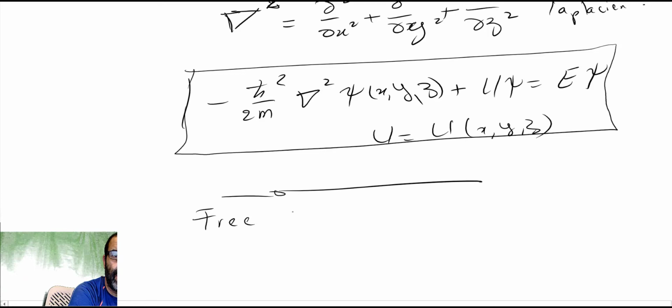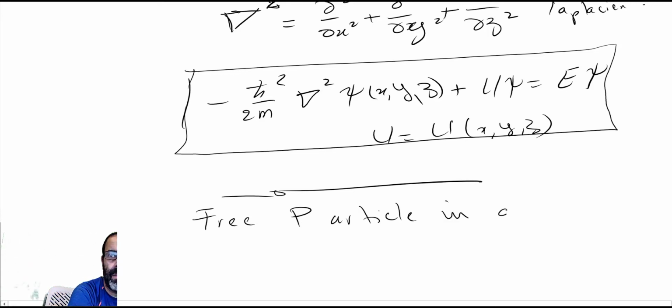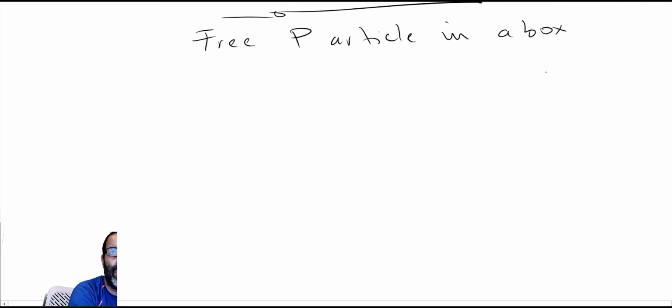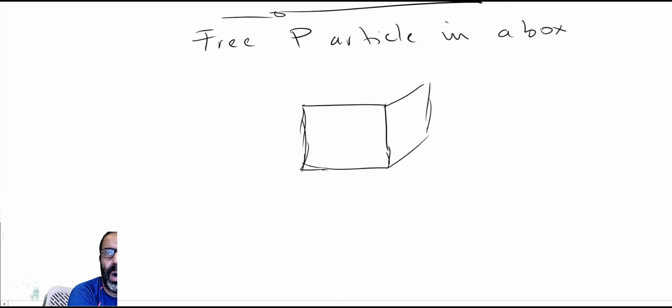Free particle in a box. Okay, so I'm going to take a cube now. This is a very important example because we're going to illustrate a few ideas. One of them is the concept of degeneracy, and the other one is how the energy levels are actually computed, because this is a simple model that we can work with.